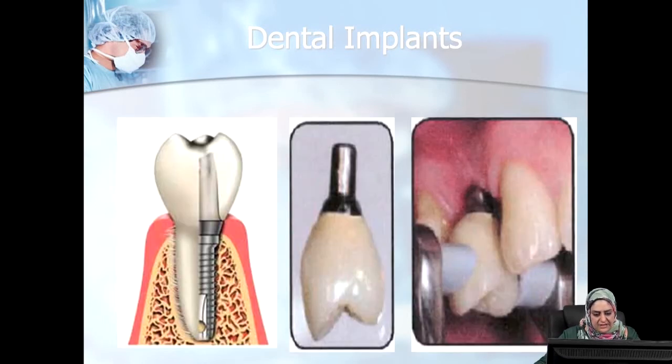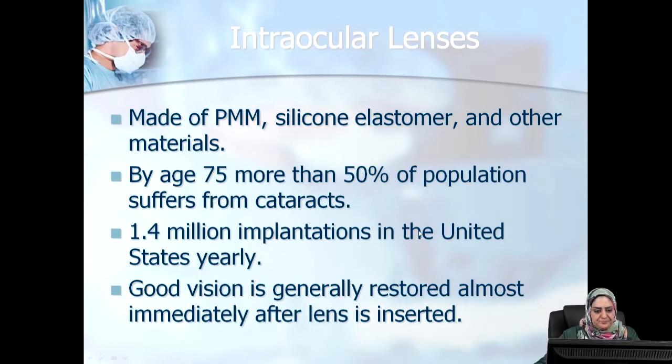The following figure represents the parts of the titanium implant. This part represents the titanium alloy, and the crown is made from ceramic or polymer.